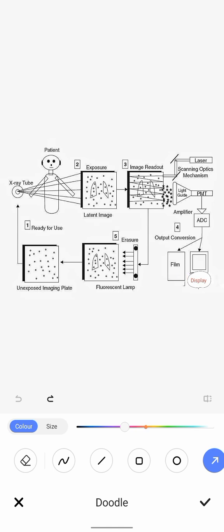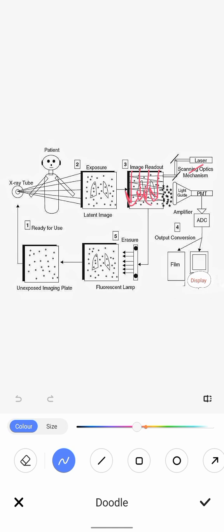In the next step, the imaging plate is exposed to laser light. The laser light used here is a helium-neon laser beam. What is the function of this laser light? Why are we exposing the latent image to the laser light? Because in the latent image the electrons are in the excited state. After exposure to the laser light, the electrons which are in the excited state come to the ground state, losing their energy.